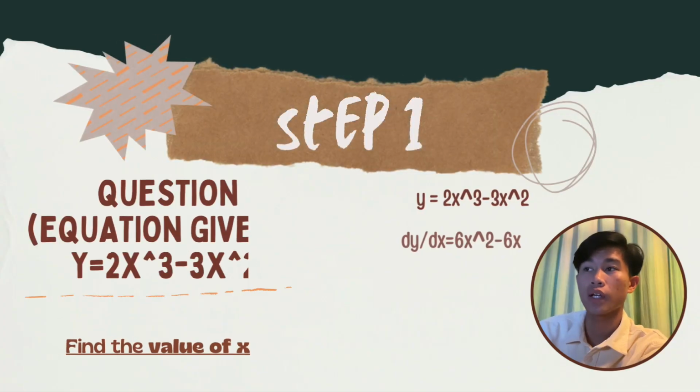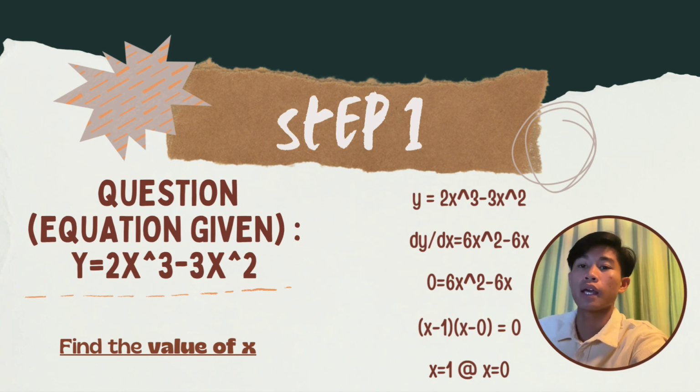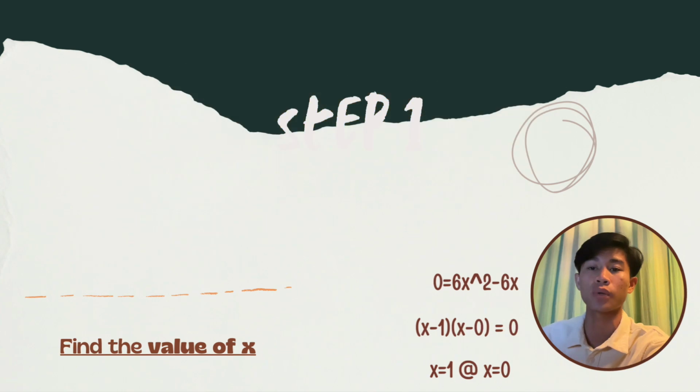We're moving on to the very first step with the given equation y equals 2x to the power of 3 minus 3x to the power of 2. In this case, we have to find the value of x. We differentiate, applying dy over dx equals 6x to the power of 2 minus 6x, and then 0 equals 6x to the power of 2 minus 6x. We have to solve until we get the answer x equals 1 and x equals 0.